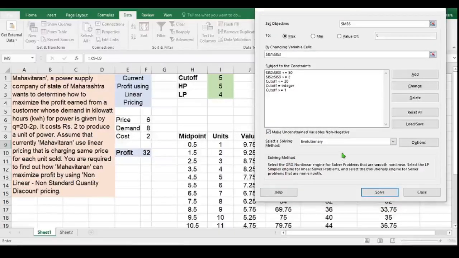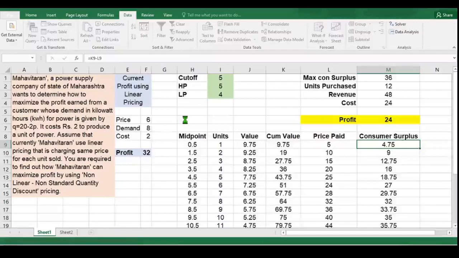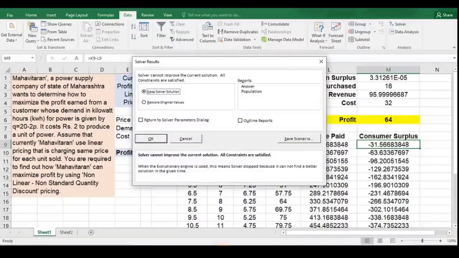Solving method, of course, has to be evolutionary. If it is not, please select that and then just click Solve. Solver will take some time, you are aware of it, so have some patience. Okay, now solver results are available.